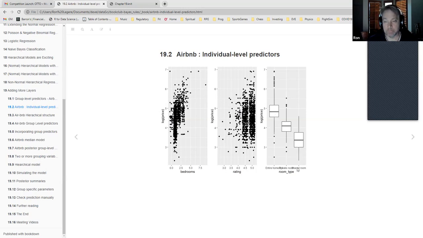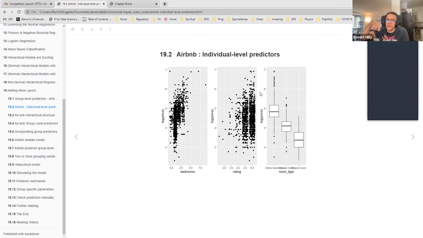An entire home is more expensive than a shared room. Sorry that these letters are shoved on each other, but this is the entire home, this is a private room, and this is a shared room. So this makes sense as well, right? Now these are completely pooled, because we're not looking at the group level structure.